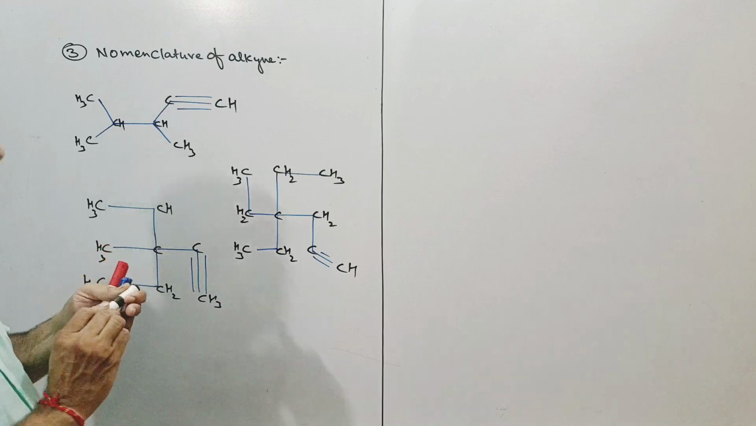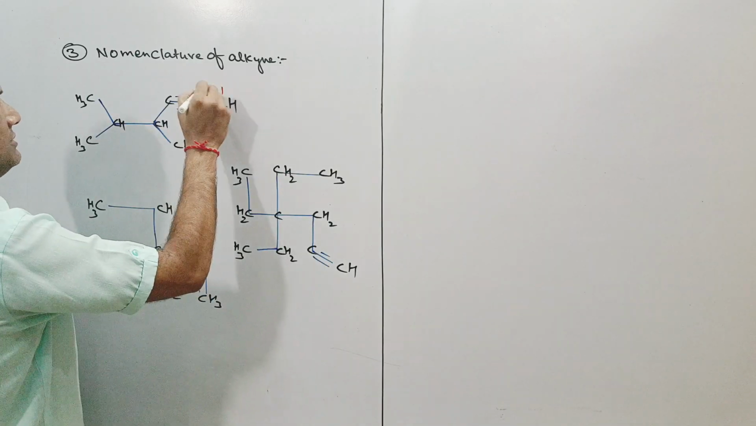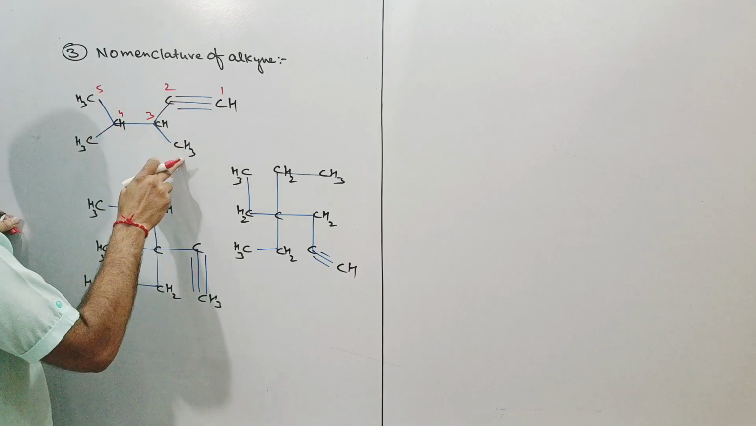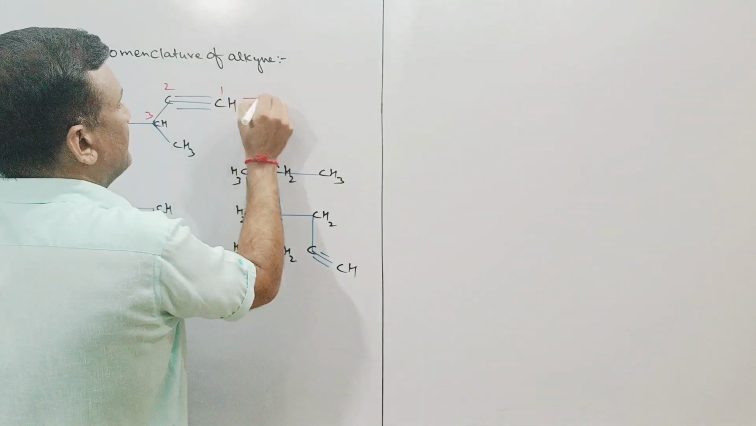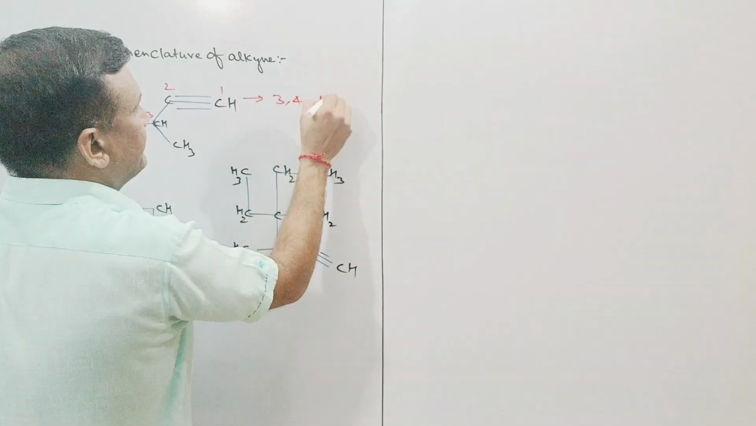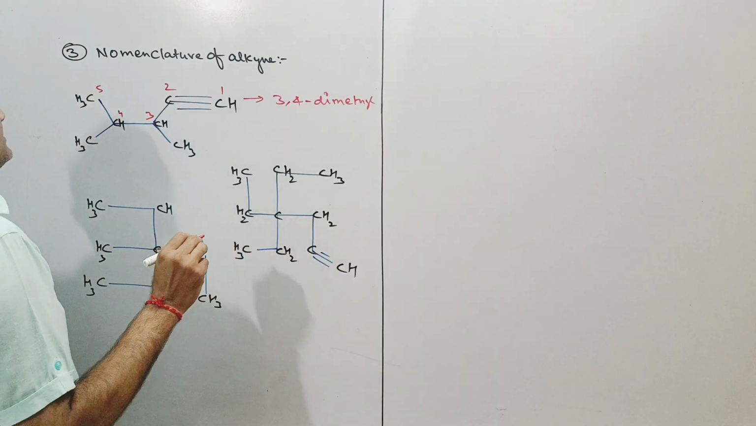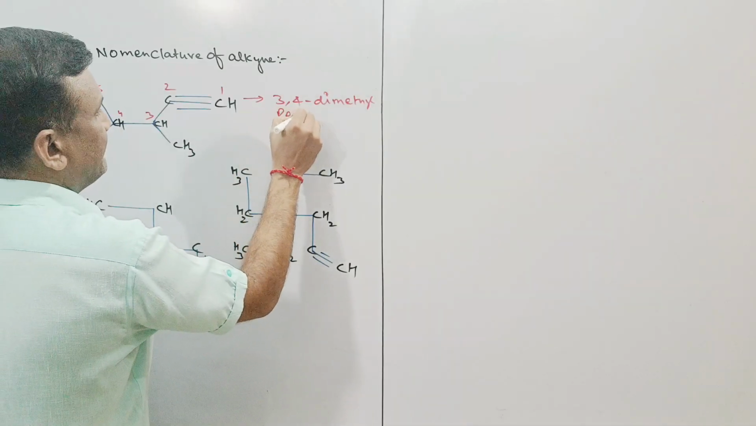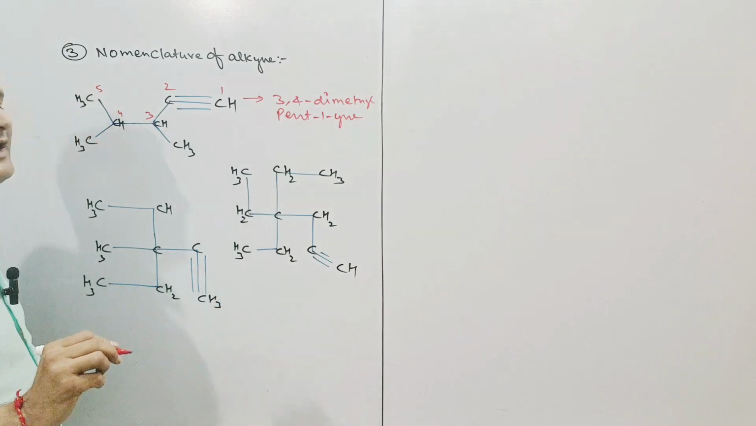If we go with the nomenclature, then it's too simple. We'll count the chain from this side: 1, 2, 3, 4 and 5. At number 3 position there is methyl. At number 4 position there is methyl. So it will be 3,4 dimethyl. There is a 5 carbon chain, pent. At number 1 position there is the yne, so it will be pent-1-yne.